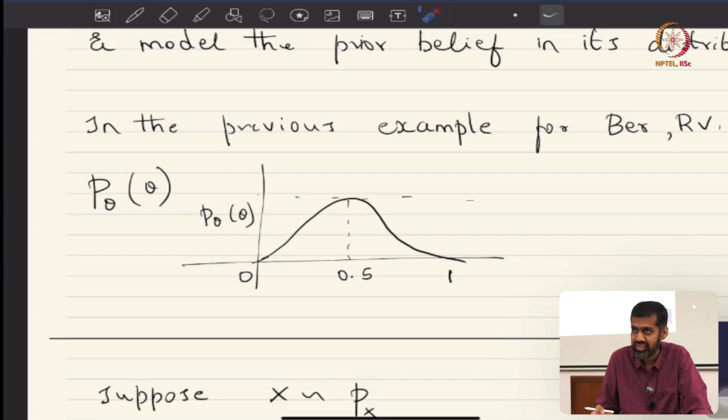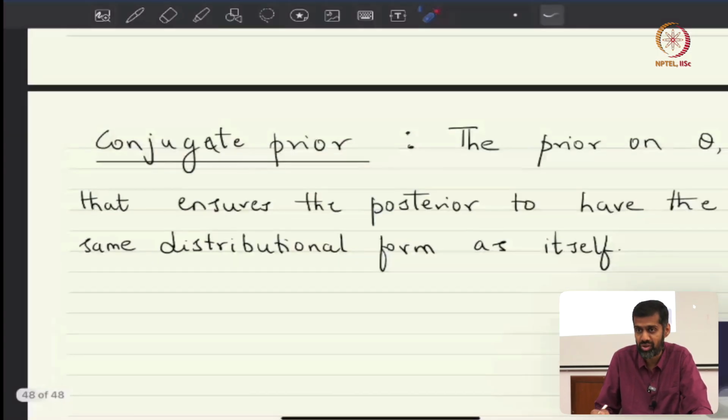That is why you need your prior to be chosen in such a way that after seeing the data, it should not change the characteristics of the prior. Mathematically speaking, the distributional form of the prior should not change after you observe the data. Such a prior is called a conjugate prior. Always choose your prior, incorporate your belief, in this conjugate prior such that the posterior would not change the form of the prior.